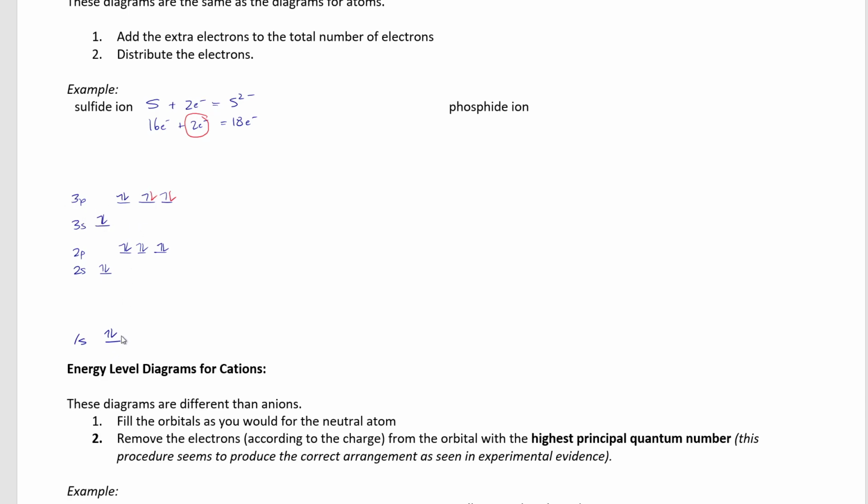So let's count the electrons. 2, 4, 6, 8, 10, 12, 14, 16, 18. Okay, great. So we now have the right number of electrons for the sulfide ion. Try doing the phosphide ion on your own and see what energy level diagram you come up with.